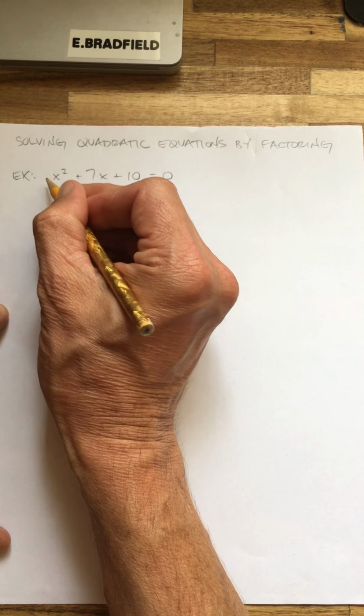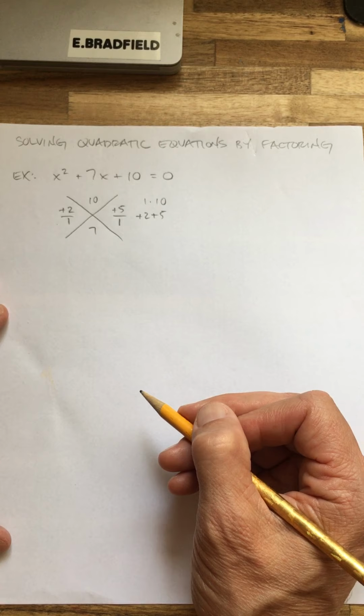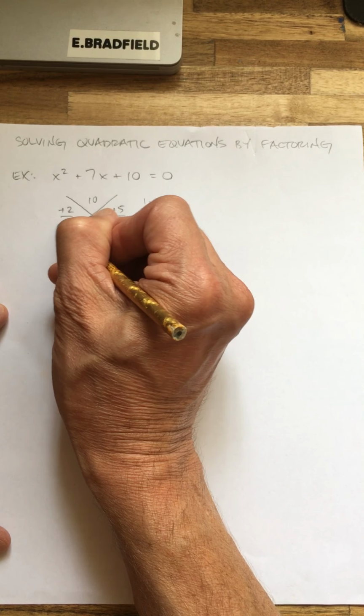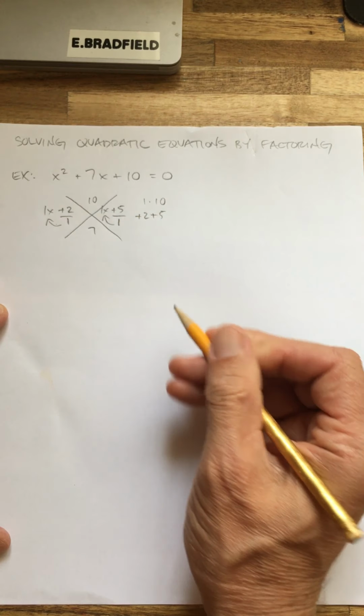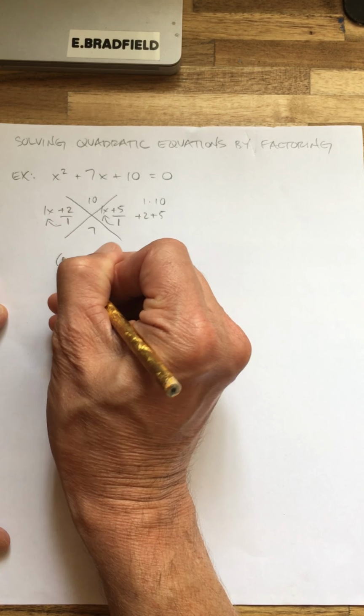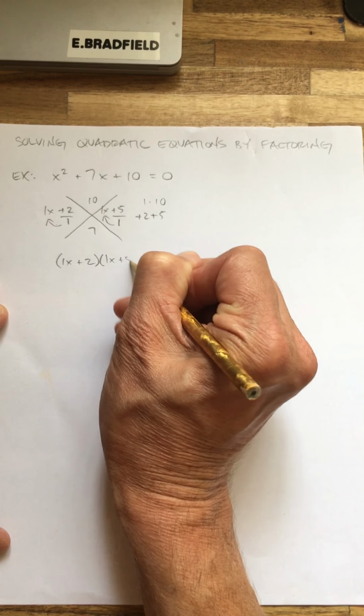Now divide by a. A is 1, so divide by 1. Look to see if this can be reduced. It cannot, so bottoms up, 1x. Bottoms up, 1x. Here are my factors, 1x plus 2 and 1x plus 5.